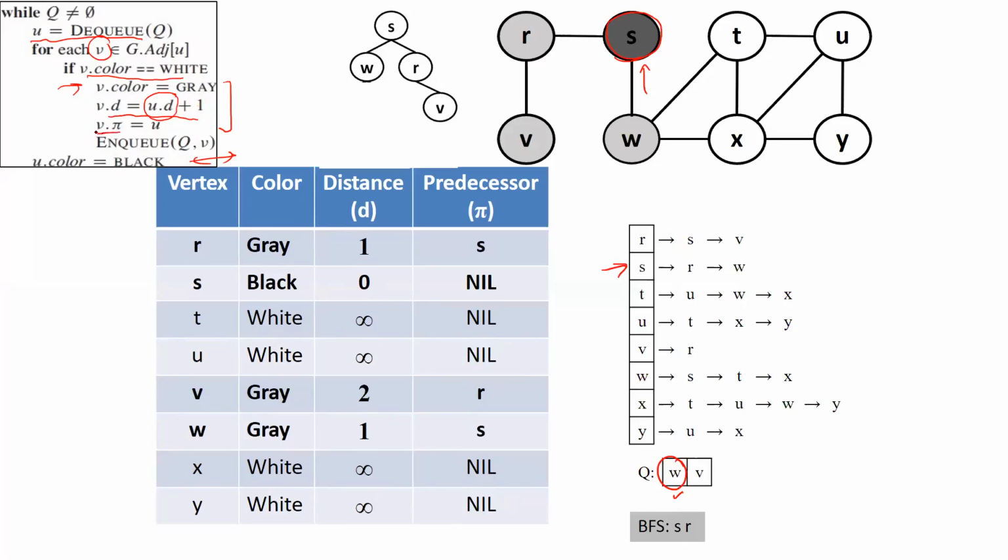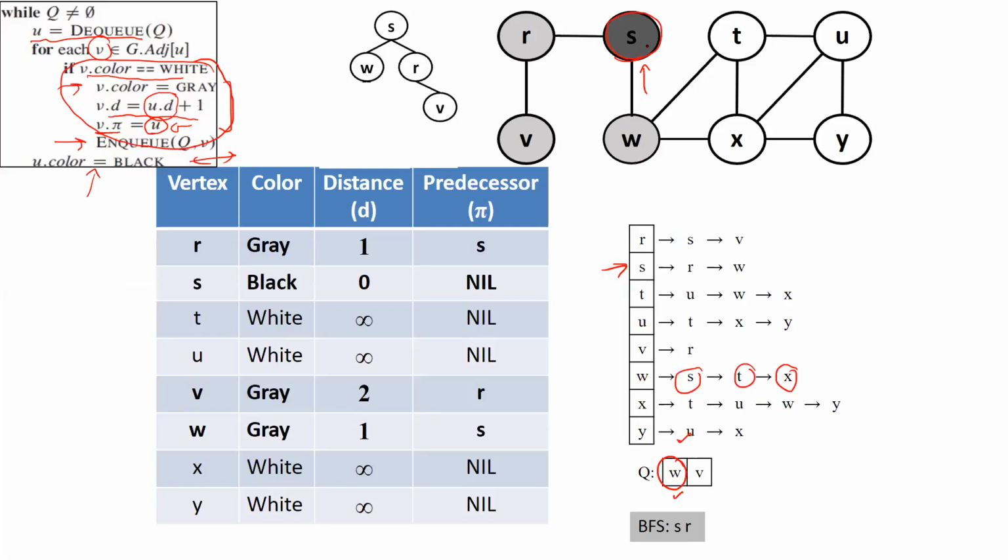And for that node, the predecessor will be U, which was responsible for putting that node inside the queue, and enqueue that value. Once all the nodes adjacent to U have been processed, U will be settled on the color black. Similarly, if I take this example for node W, S, T and X are the adjacent nodes.